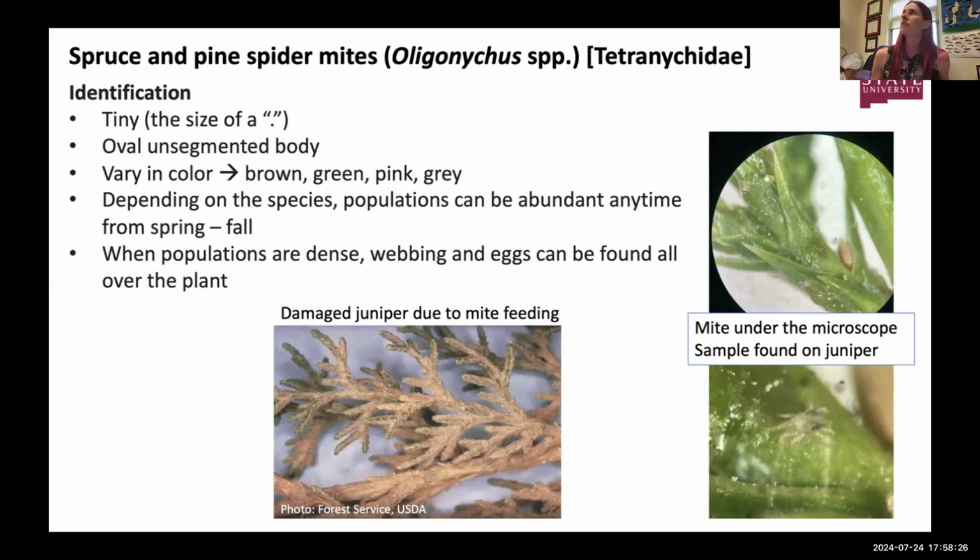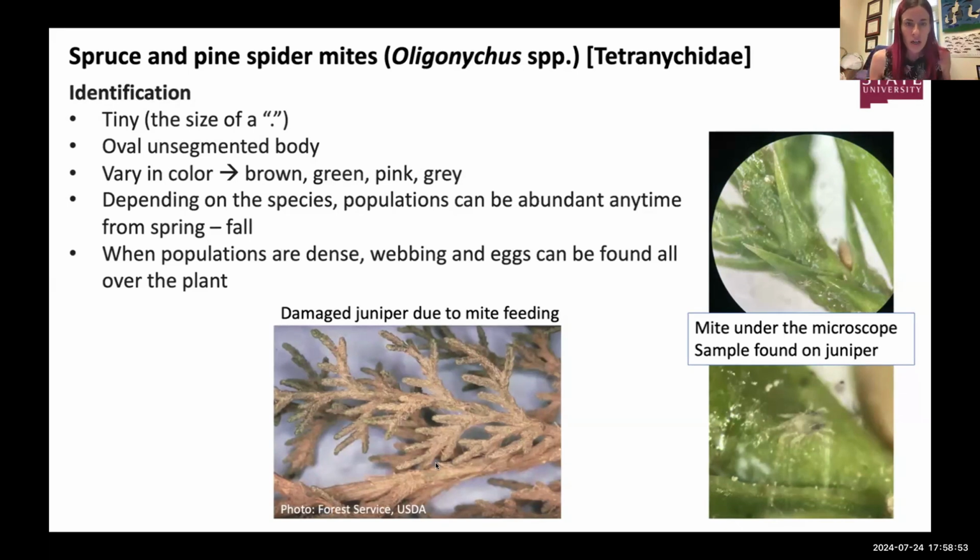Gosh, for any tree pest that gets sent in during the year, mites are probably there throughout the year that I experience, except maybe the cooler months. But when populations are dense, with a lot of these spider mites, you can also notice webbing and eggs around a plant. It almost looks like spider webbing, but it's this mass of webbing.